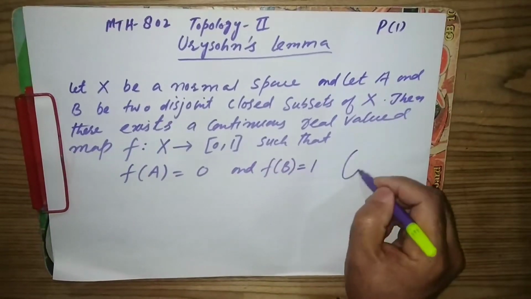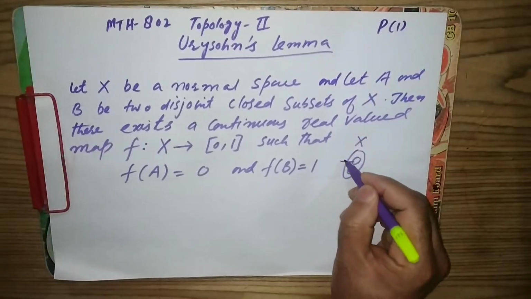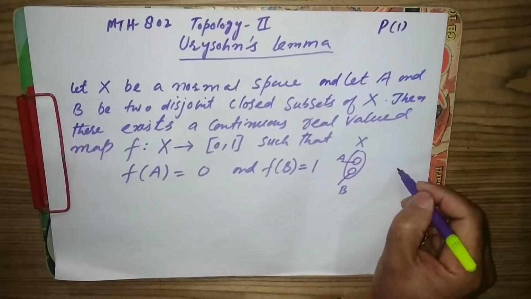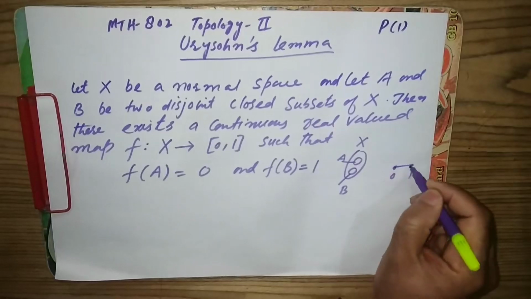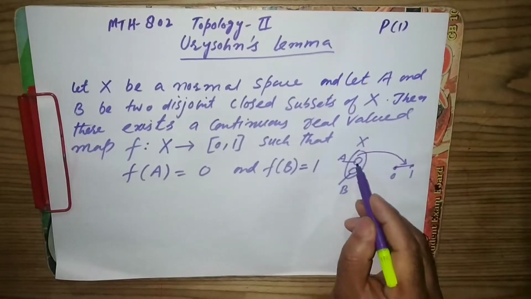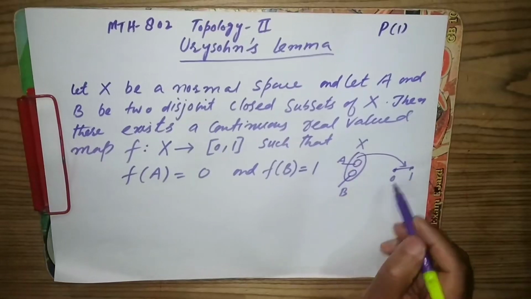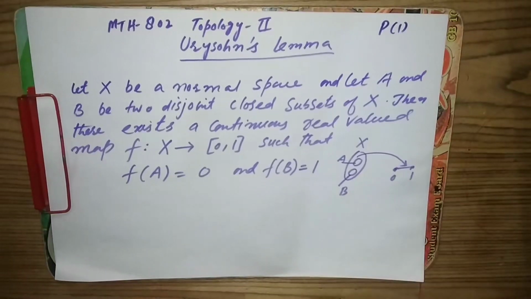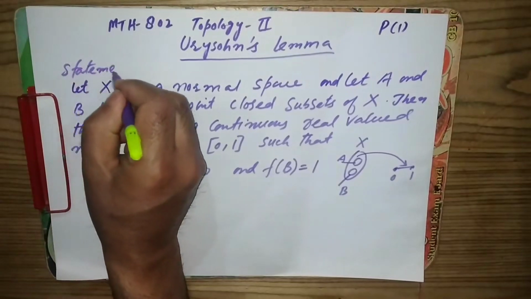So here X is a normal space, and A and B are two disjoint closed subsets of X. And here it's a closed interval 0 to 1, and it's a map from X to the interval [0, 1], and it maps each point of A onto 0. So image of every point which is in A is 0, and image of every point of B is 1. So that's the statement of Urysohn's lemma.